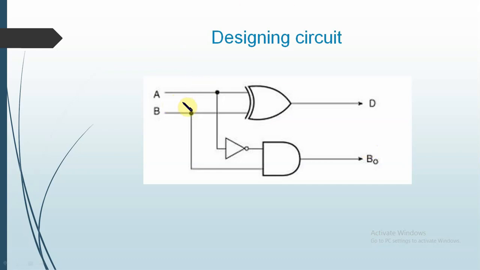That is the difference purpose, A and B through XOR, that is the difference, and A goes through the NOT gate, connected with the AND gate input, and B directly connected with the AND gate, we get the borrow.